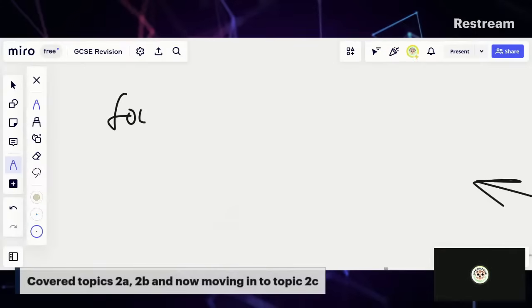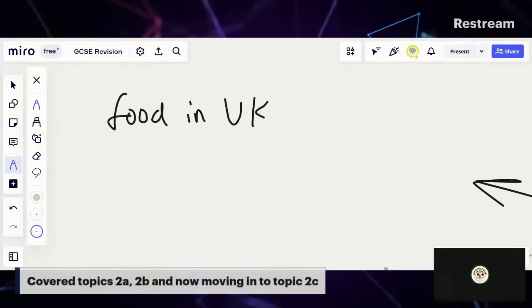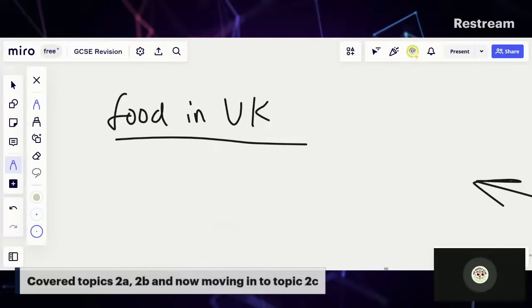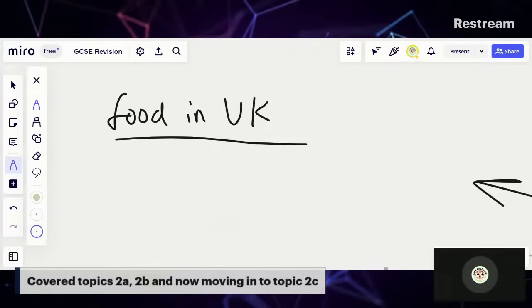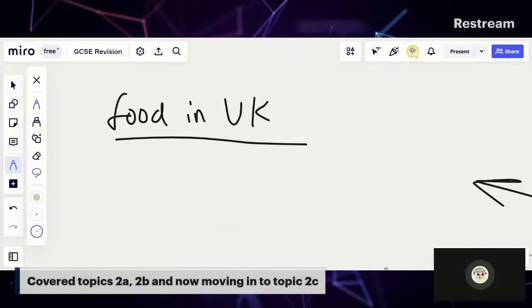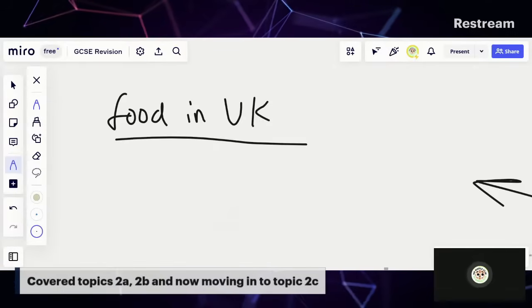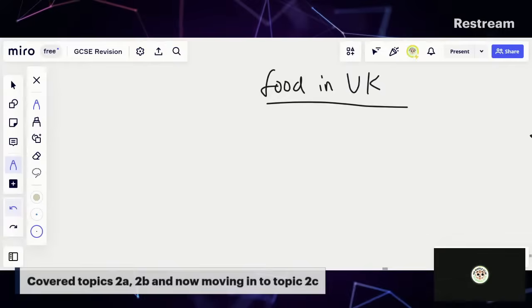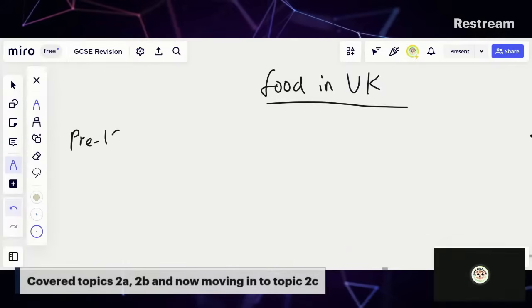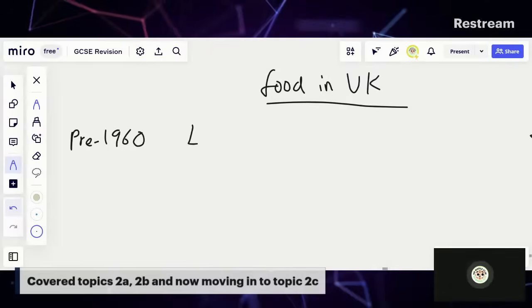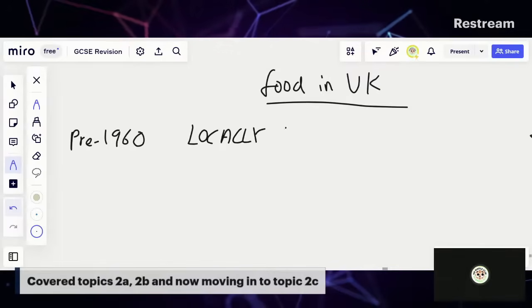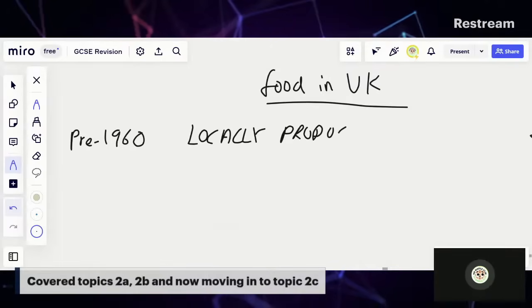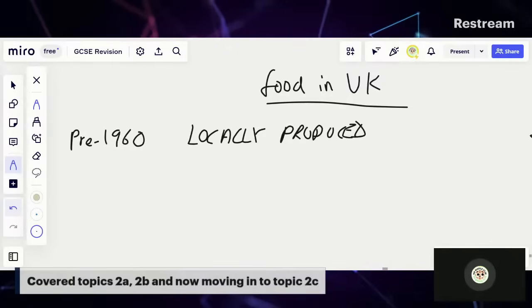Food in the UK. In the UK, different types of food are becoming popular. So, before the 1960s, most of the fruit and most of the vegetables on sale in the UK were locally produced. So, pre 1960, everything was locally produced. But what do you think happened? Do you think we continue to have locally produced now?